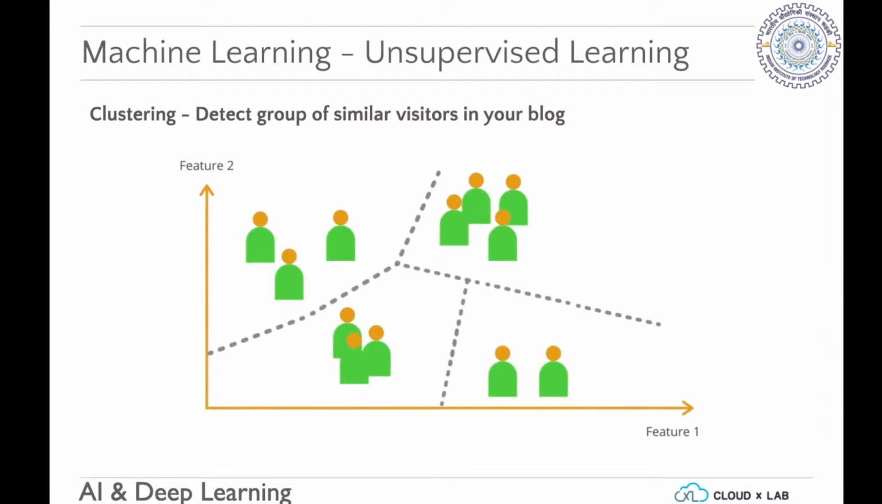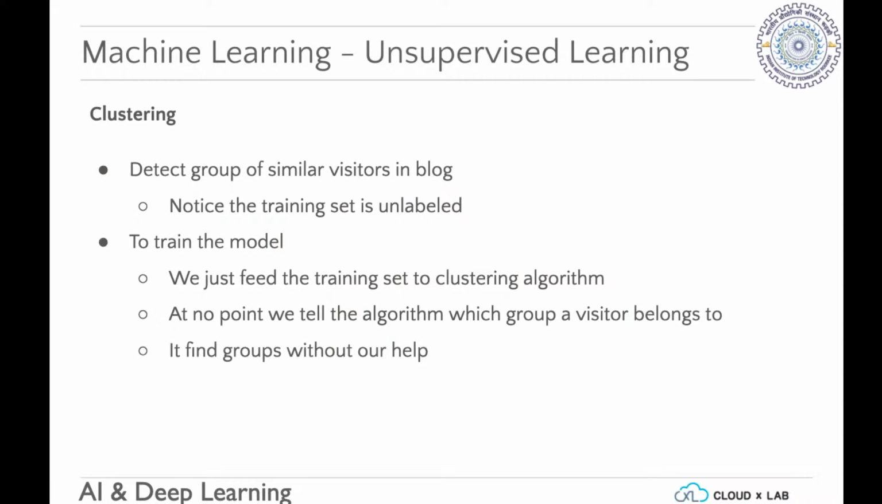Now clustering tries to detect groups of similar visitors to your blog. Say you have demographic information about the people visiting your blog, and you want to partition that into different types and see patterns in it. That would be an example of unsupervised learning. The training set is unlabeled, so you train the model by giving the training set to your clustering algorithm. At no point do we tell the algorithm which group a visitor belongs to. It just finds the groups without our help.